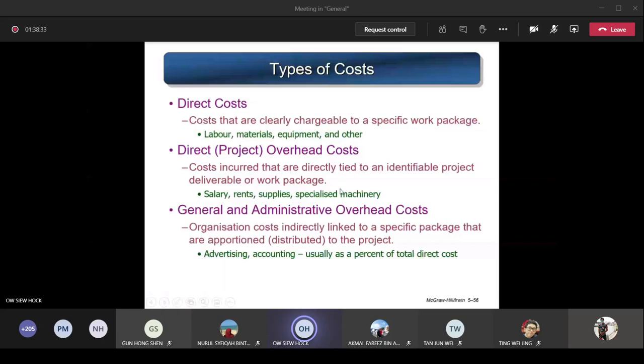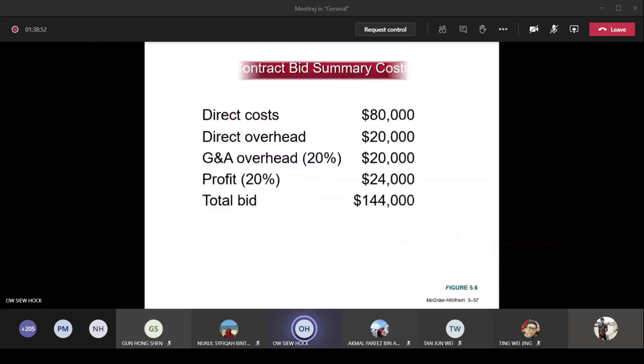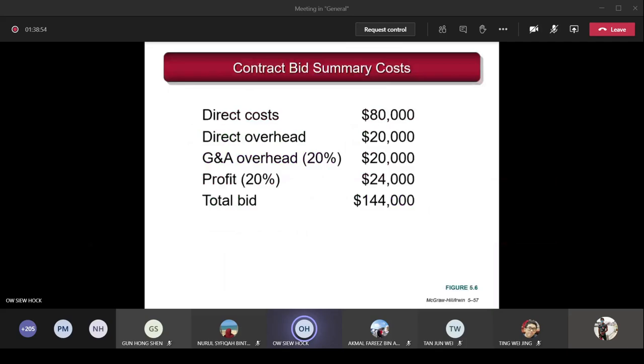So 10%, 20% of the direct cost and the direct project overhead costs, the sum of these two, and then assign a percentage. This covers general and administrative overhead costs, advertising, and accounting costs, and usually you see it as a percent of the total direct cost, the sum of the above two.